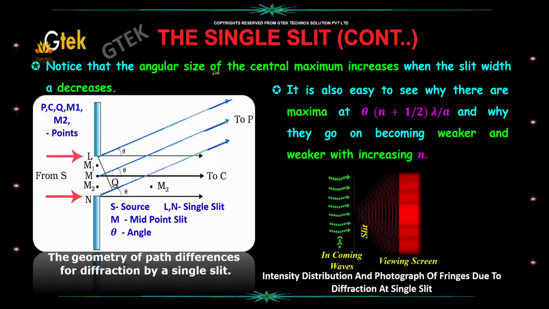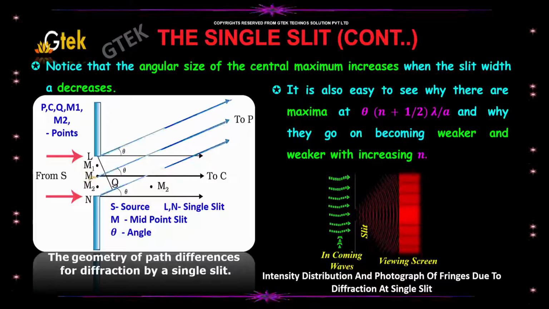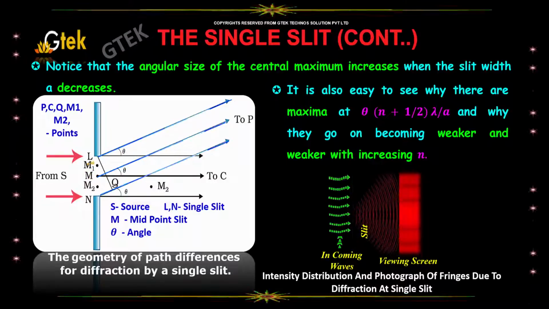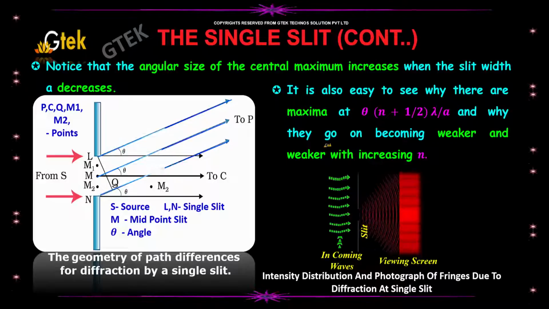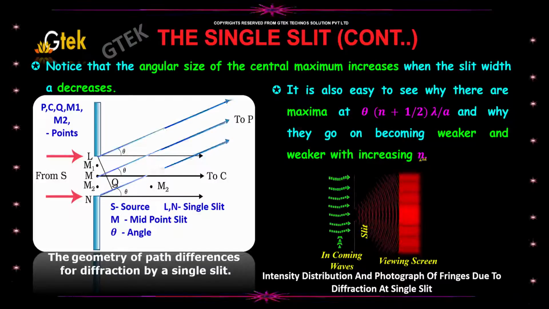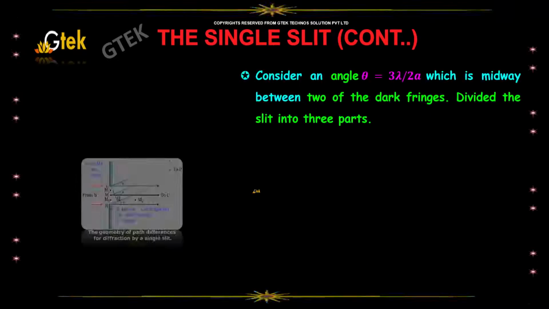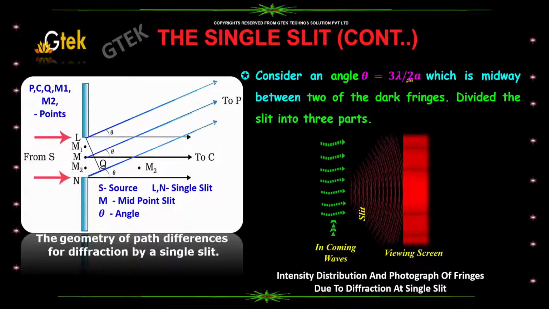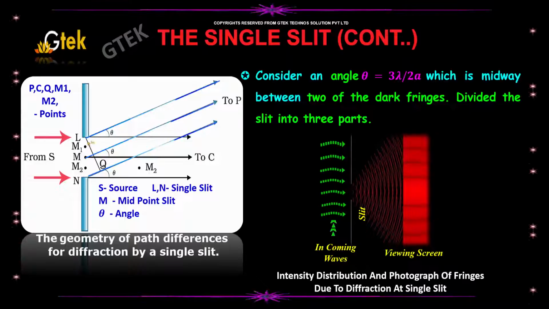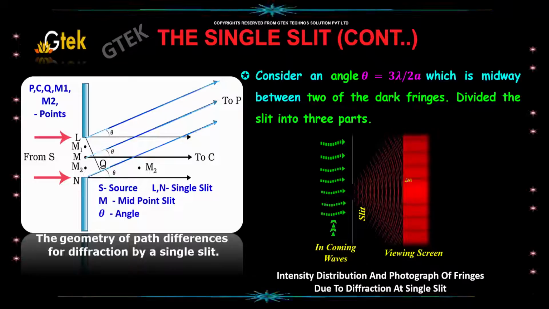Notice that the angular size of the central maximum increases when the slit width decreases. It is also easy to see why there are maxima at theta equal to (n + 1/2) lambda by a, and why they go on becoming weaker and weaker with increasing n. Consider an angle theta equal to 3 lambda divided by 2a, which is midway between two of the dark fringes. Divide the slit into three parts.